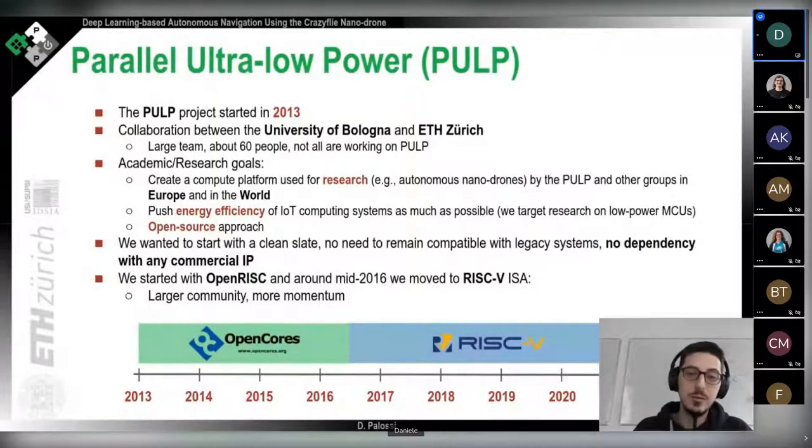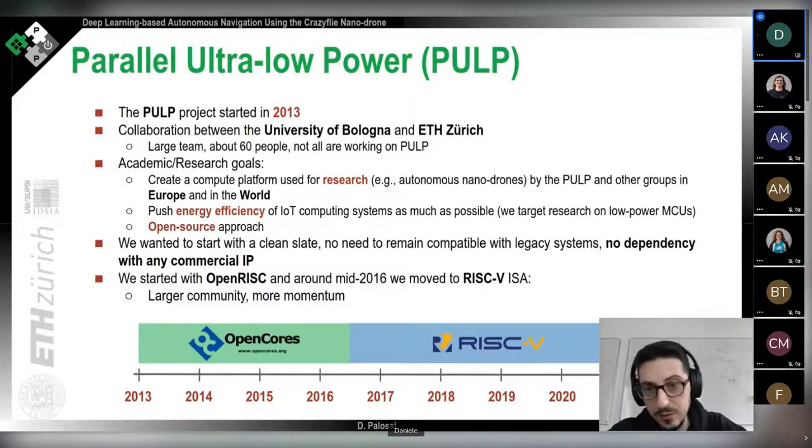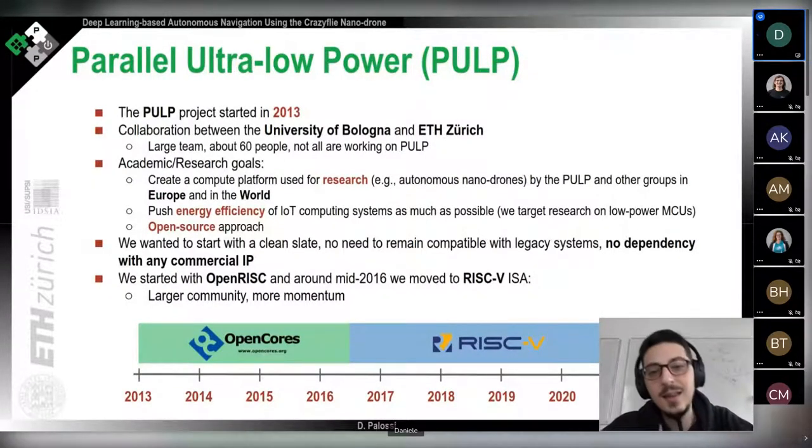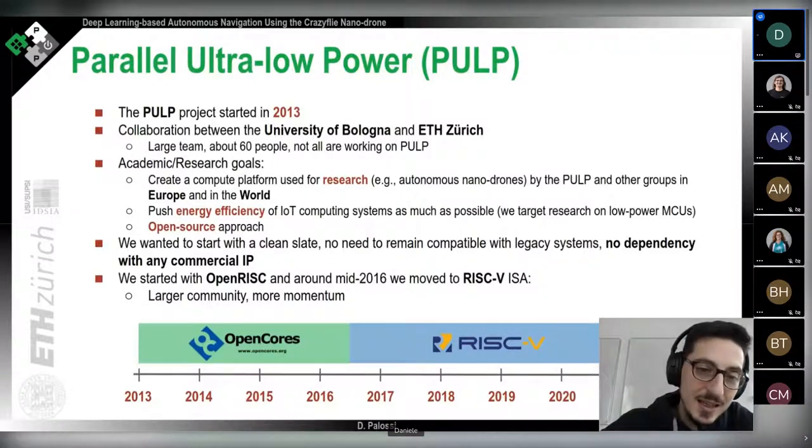And this is quite relevant in many fields. First of all, the Internet of Things, if you think about a computing system in that domain, but also, as we'll see in this talk, autonomous nanodrones. Another key aspect of the PULP project was the philosophy of open source hardware, to make it available for all collaborators, universities, and also for industrial exploitation. To start, we wanted a clean slate, to not depend on any commercial IP, and to be compatible with legacy systems.